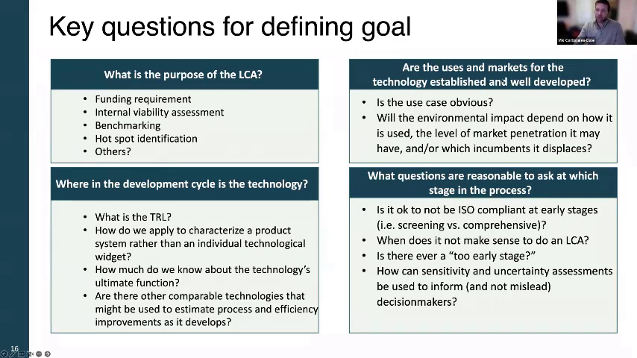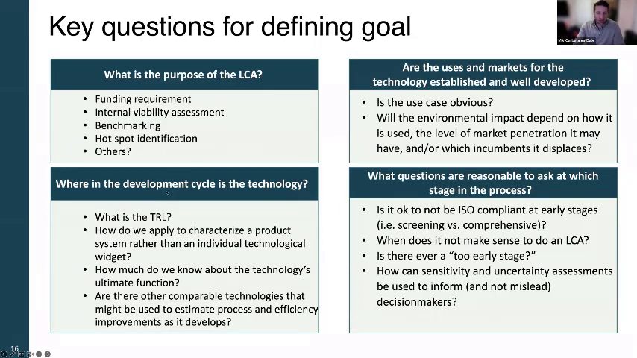Are the uses and markets for the technology established? So thinking about, is the use case obvious? Going back to that Hyperloop example, in some instances people talk about Hyperloop as moving passengers. In other cases, it's talked about as freight. In other terms, it's talked about as a mixed use case, right? So, yeah, it's just difficult to know all the time. And then will that environmental impact depend on how it's used?